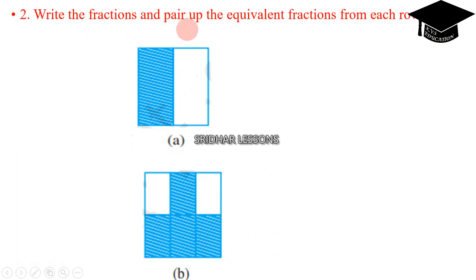Write the fractions and pair up the equal fractions from each row. Here it is 1 by 2, right? Totally 2 parts, of which 1 is shaded. Here it is 1, 2, 3, 4, 5, 6. And out of 6 parts, 4 were shaded. 1, 2, 3, 4. Okay? This is equal to 2 by 3, of course.